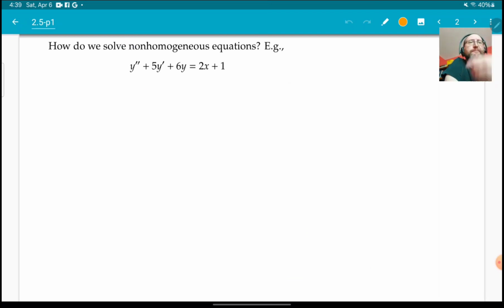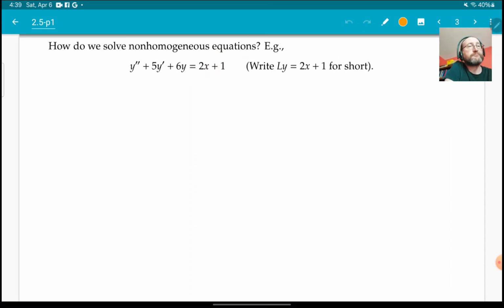So what are we doing? Well, for example, suppose that we have an equation like this. It's a constant coefficient equation, but now we have a right-hand side, right? This is not zero. It's not homogeneous. So what do we do with this type of equation?